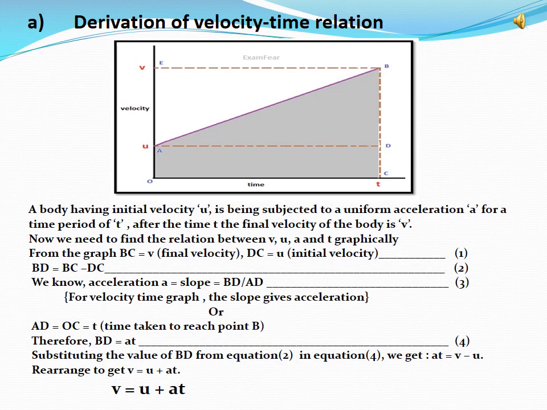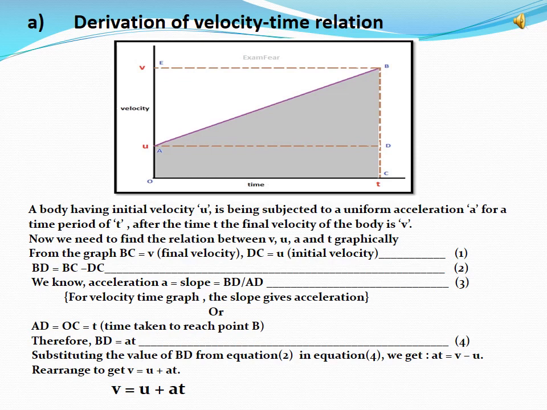The velocity changes at a uniform rate, so the acceleration produced in the body is uniform acceleration. In this figure, the perpendicular lines BC and BE are drawn from the point B on the time axis and the velocity axis respectively. Now we need to find the relation between v, u, a and t graphically.